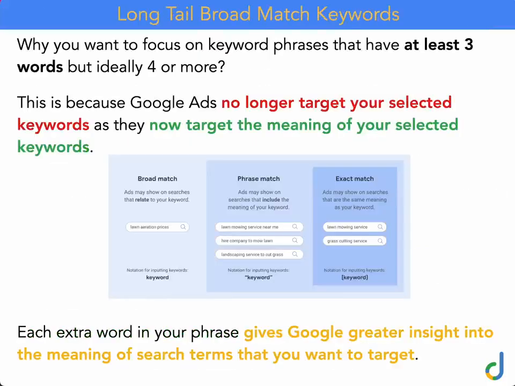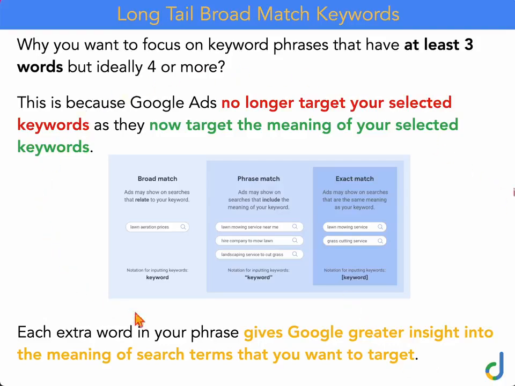So let's just talk about long tail broad match keywords. Many of you would be aware of the term long tail. It's very much an SEO term, but it's talking about longer keywords. So what we're saying here is we want keyword phrases that have at least 3, but ideally 4 or more words in them. And this is because Google, as I said, no longer targets your selected keywords. They target the meaning of your selected keywords.